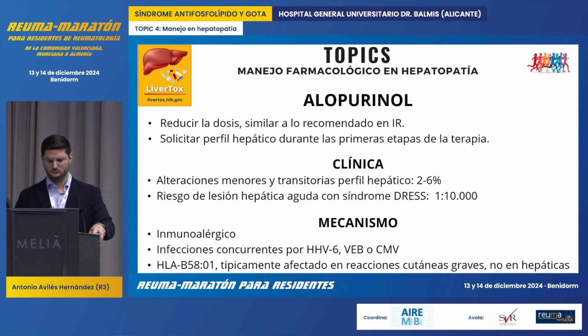The prevalence is low, 1 in every 10,000 patients, and the mechanism by which it occurs is immunoallergic, which recent studies suggest may be related to or triggered by concurrent infections with human herpes virus type 6, cytomegalovirus, or the Epstein-Barr virus. And as a curiosity, in case anyone was wondering, HLA-B58 only significantly increases the risk of severe skin reactions, but it is not potentially involved in liver abnormalities.